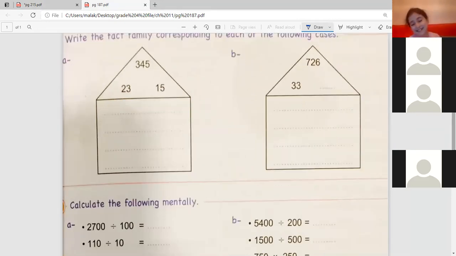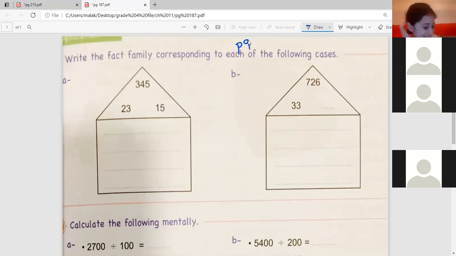Page 187. We took how do we divide two numbers such that the divisor is composed of two digits. Now let's revise how do we write the fact family of three numbers on the whiteboard. Yala, did you remember how do we write the fact family? Yes. Of course, teacher. Which page? The easiest question. Fact family.